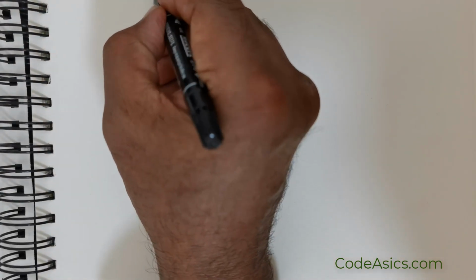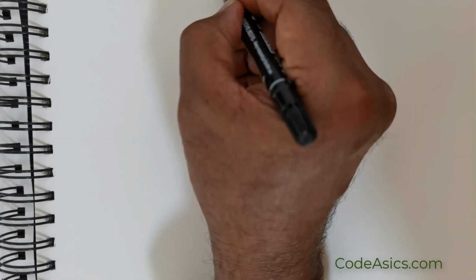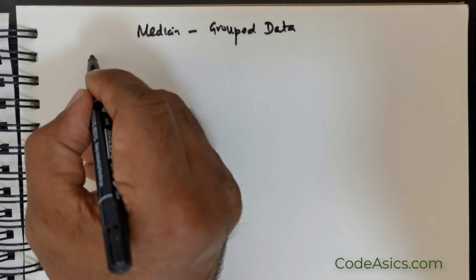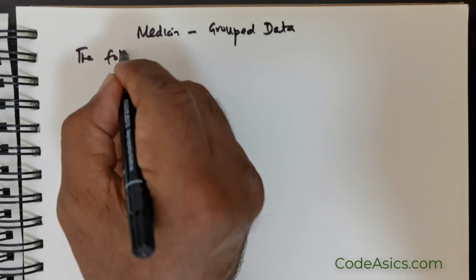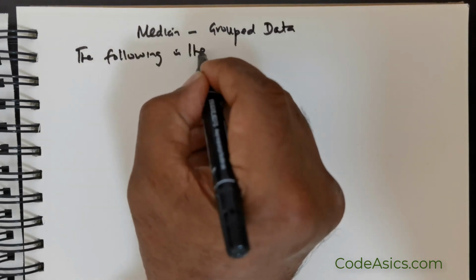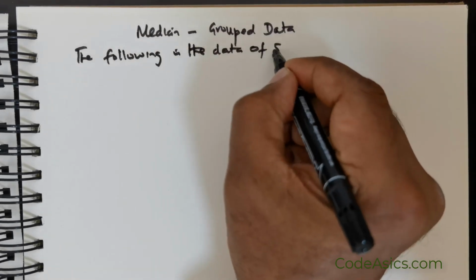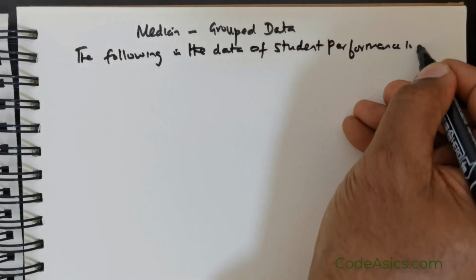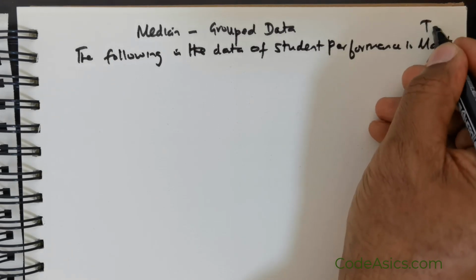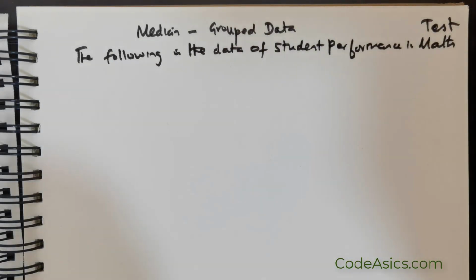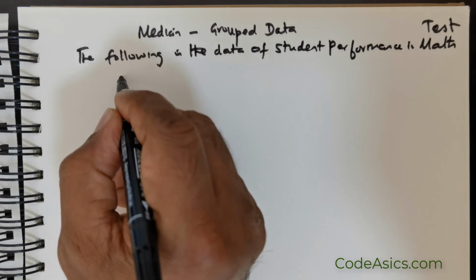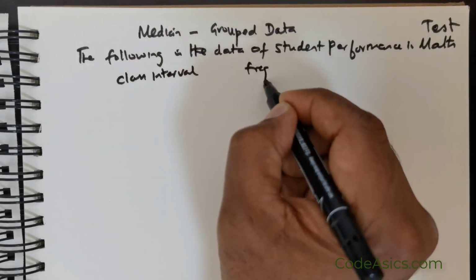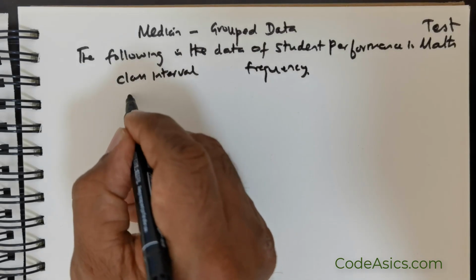Okay, so this is the requirement. We are expected to find the median of the grouped data. And this is the data given. The following is the data of student performance in math test. So this is the class interval. This is the frequency, and we have been given the following.